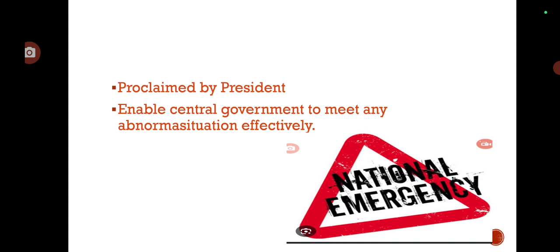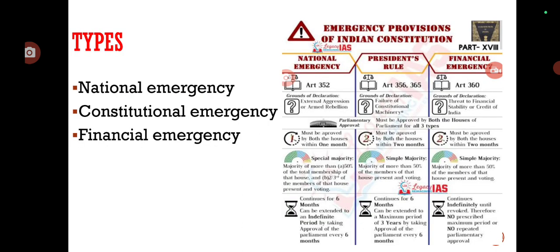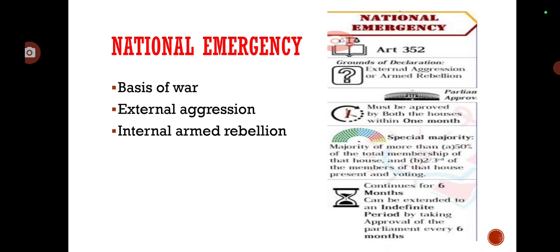So there are three types of emergencies: national emergency, constitutional emergency, and financial emergency. The national emergency is imposed when there is a state of war, when there is an external aggression, and when there is an internal armed rebellion.